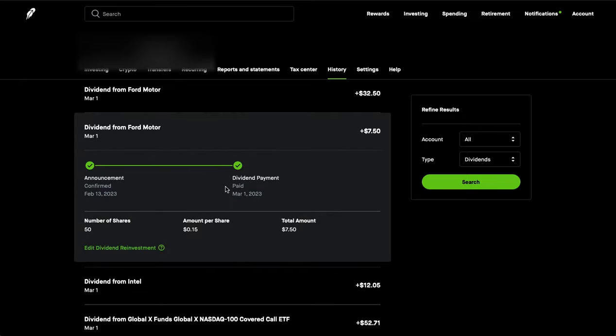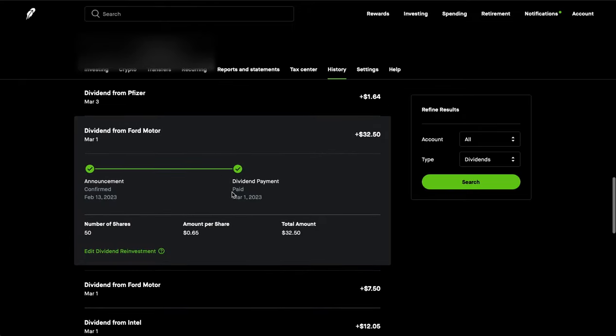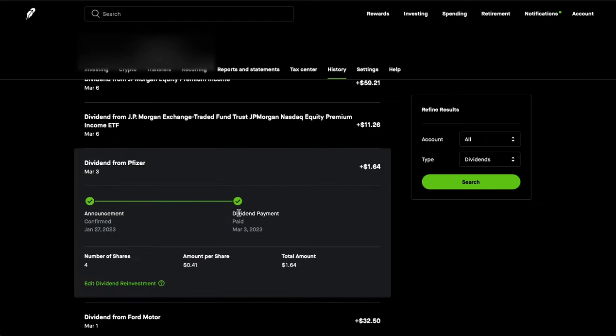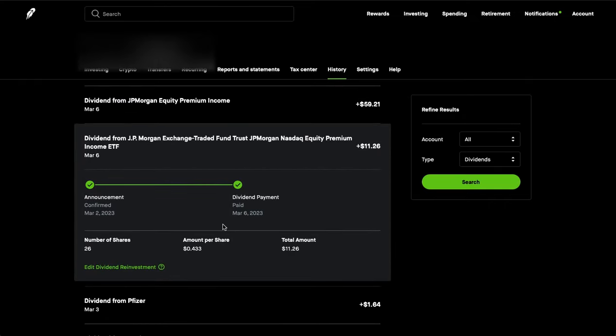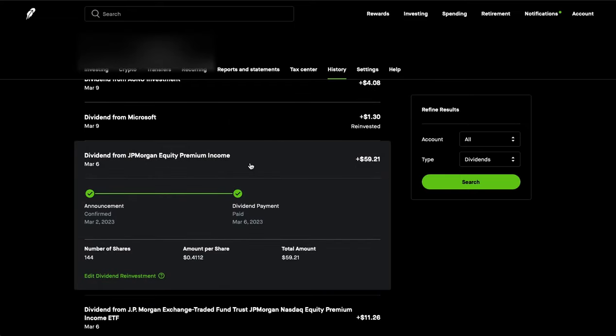Then we had Ford. So Ford paid us $7.50 right here. This is their regular dividend. And Ford also did a special dividend. So that was $32. It's amazing. That's great. Thank you, Ford. So then we'll scroll up to Pfizer. They paid $1.64 for shares. Then we'll go up to, which one's this one? This one's JEPI. No, I'm sorry, JEPQ. So they paid $11.26. And this is JEPI right here. JEPI, 144 shares now at 41 cents each, almost 60 bucks.